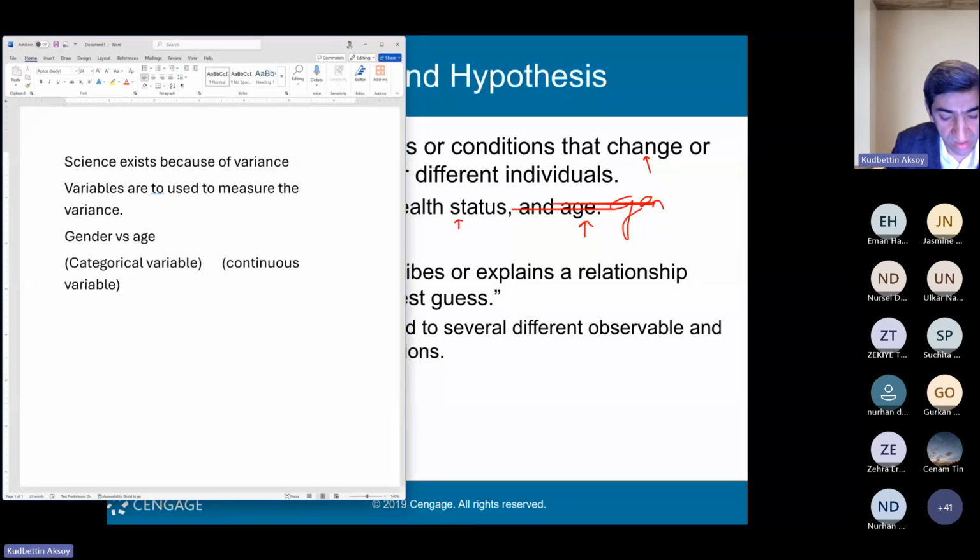Gender, can you add gender? You have 5 men and women. Can you add them up? No. But age, you can. Salary, a person's math score, continuous. So not all variables are the same.